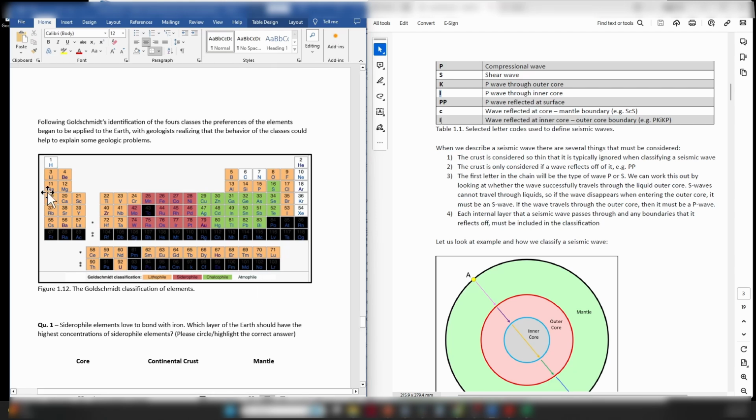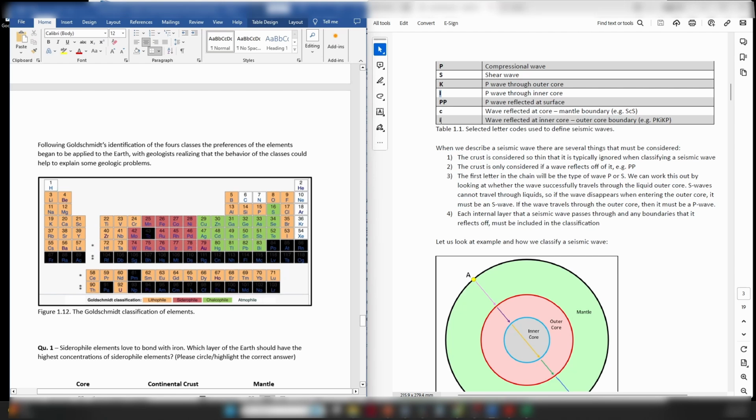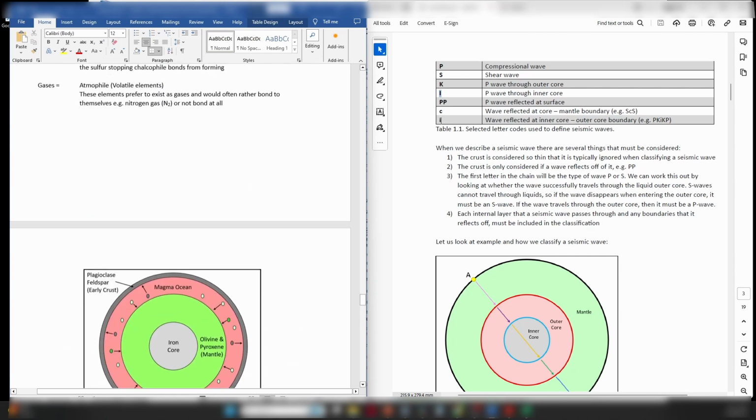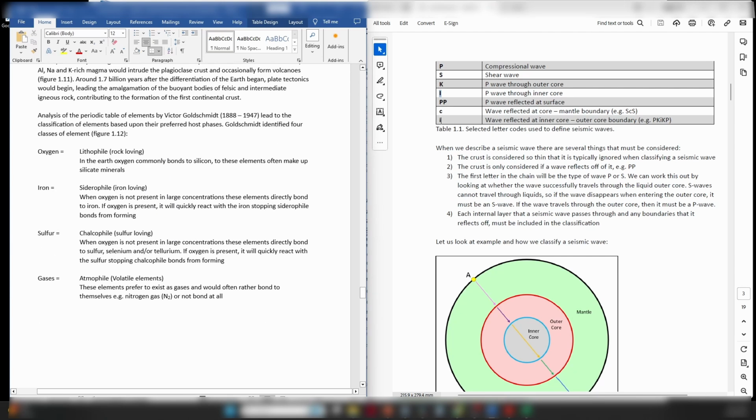You have the lithophile elements, which are here in orange. You have the siderophile elements in this kind of red color. You have the chalcophile elements in green, and you have the atmophile elements in white. So you're thinking, okay, what does this actually mean? Well, if we come up here, you can see a basic description of what each group likes to bond with.